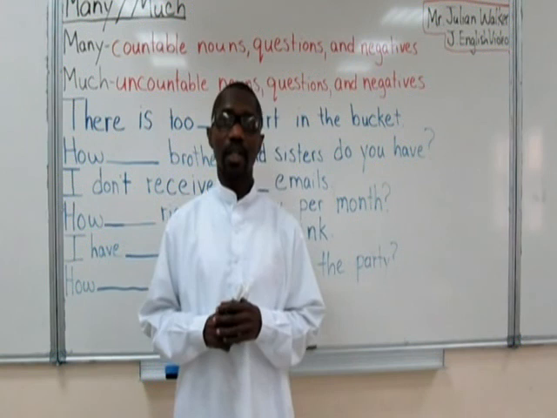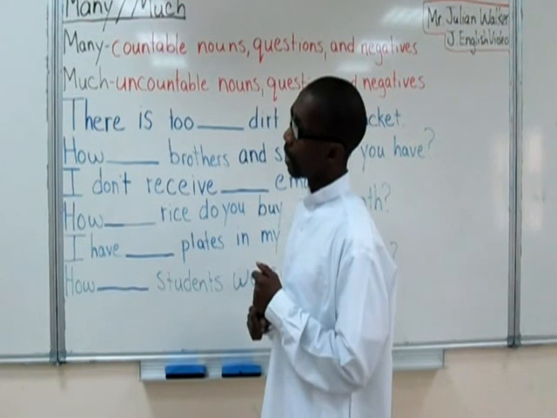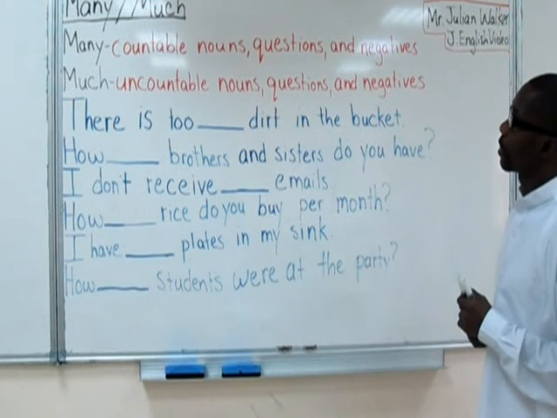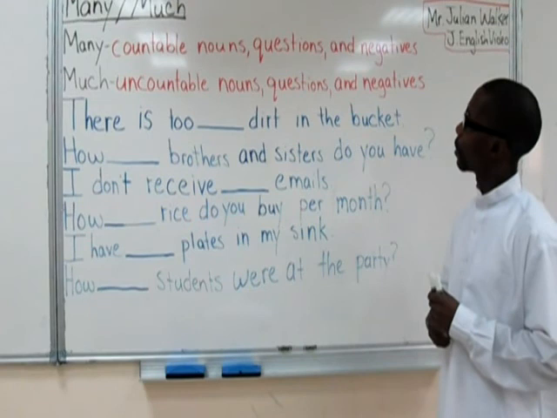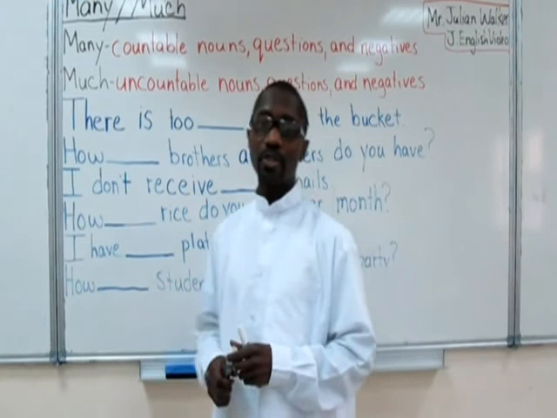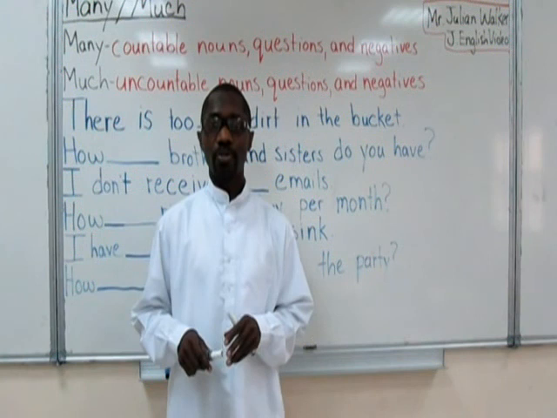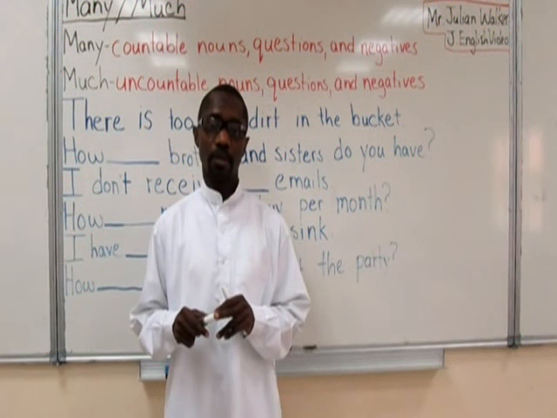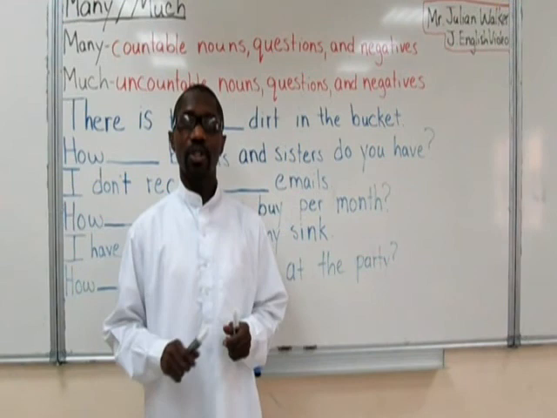So let's take a look at the board and see what I've written down. Many and much. Many: countable nouns, questions, and negatives. So like I said, you use many with countable nouns, with questions, and with negatives. And much is used with uncountable nouns, questions, and negatives. I have written some sentences on the board. The sentences are incomplete. You need to fill in the blanks with much or many. I'm going to step to the side and let you look at these sentences and fill in what you think is the correct answer.